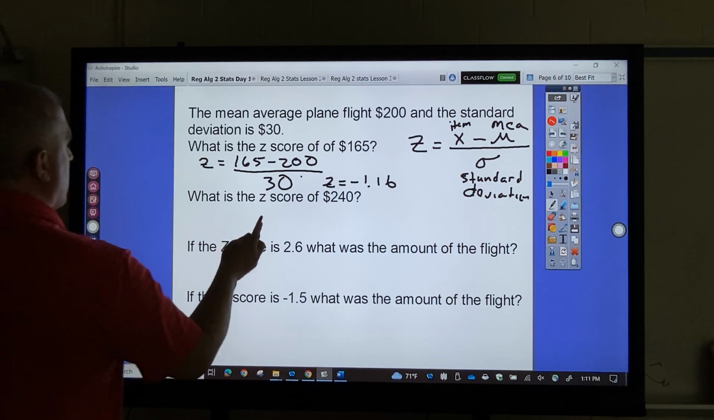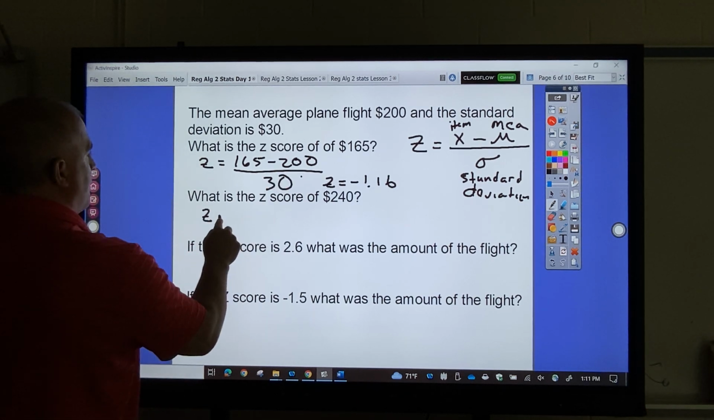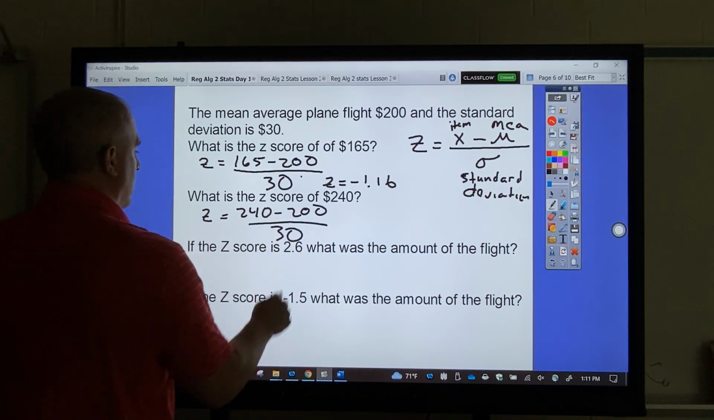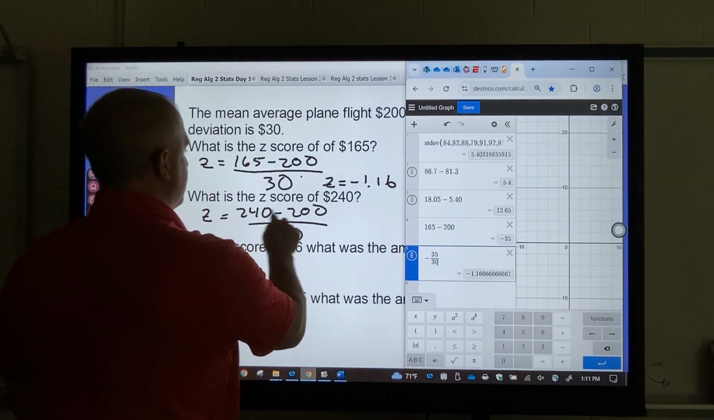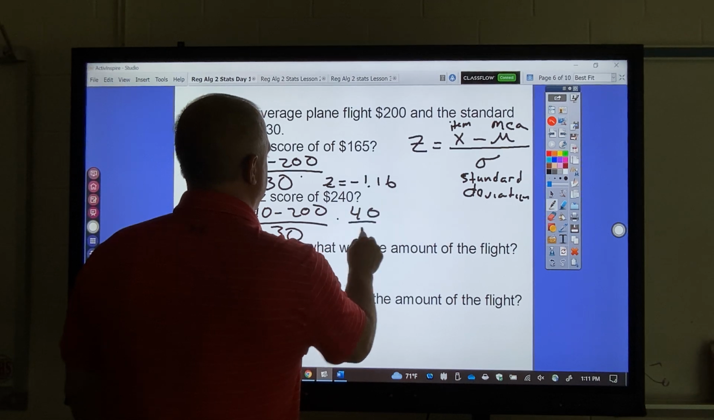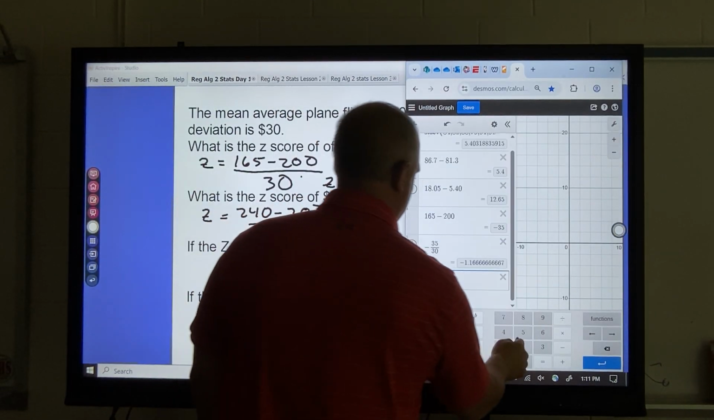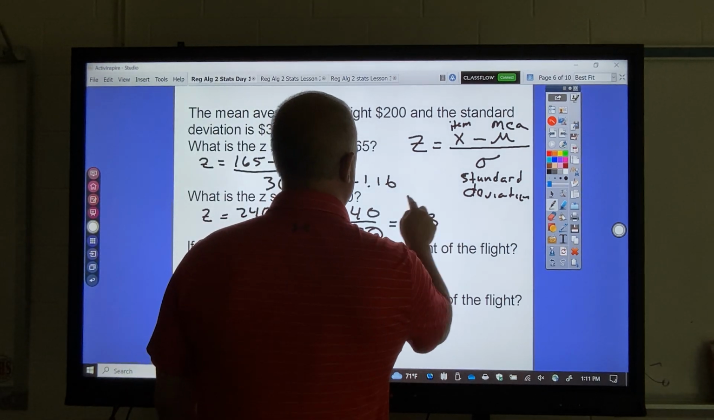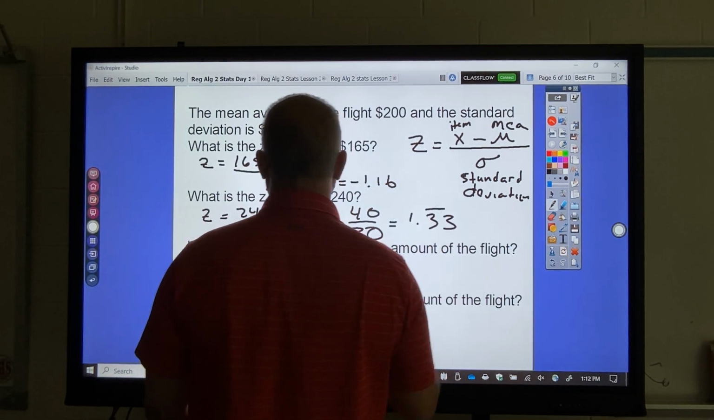What is the z-score at 240? So 240 is bigger than the mean, so we're going to expect that to be positive. So 240 minus 200 is 40. 40 divided by 30, it's going to be a decimal. That's 1.33.